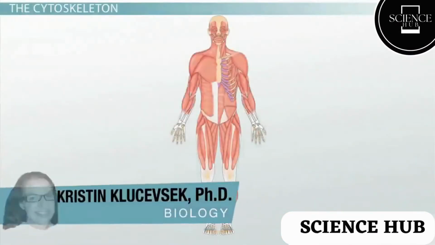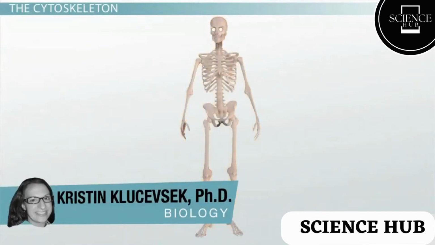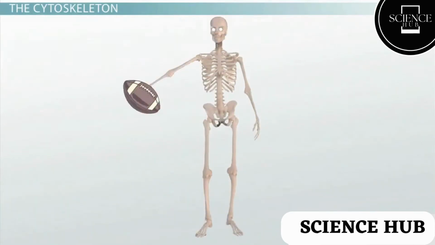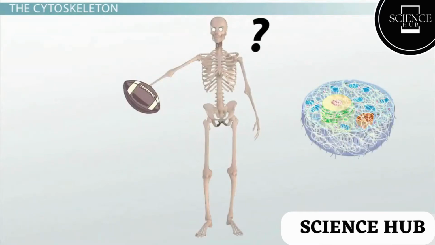Together with your muscles, your nerves, and your skin, your skeleton gives your body that characteristic human shape. It allows you to stand on two feet, to leap, and to play around with a flag football. Did you know that all of the cells in your body also have a skeleton all of their own?